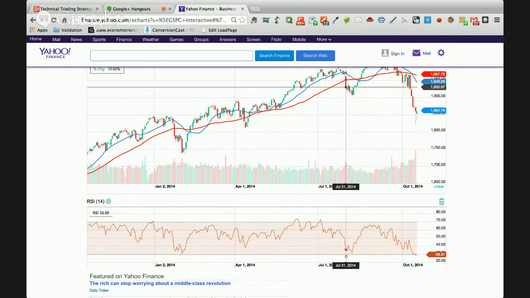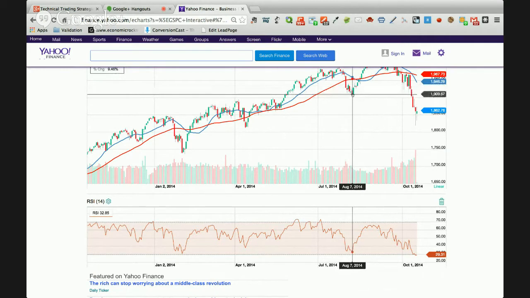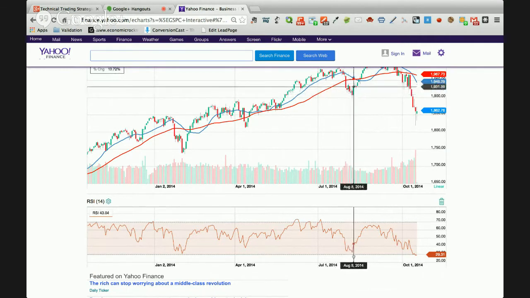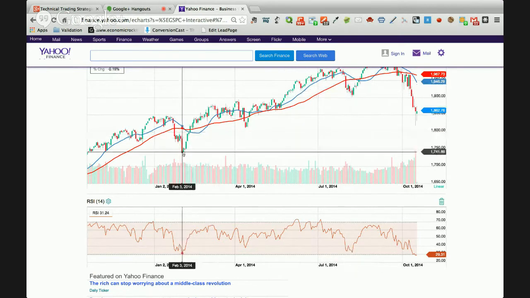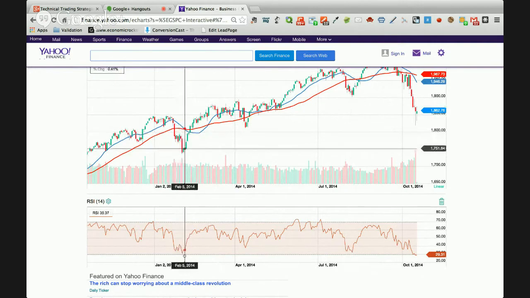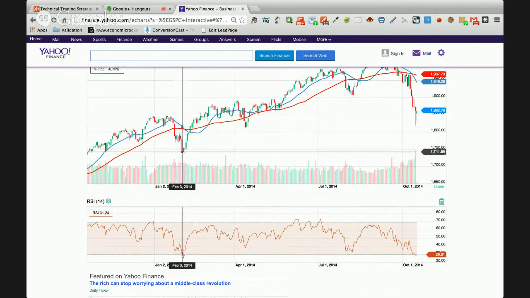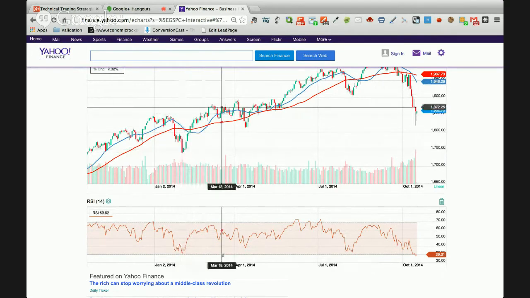Okay, so see, for example, here, this kind of coincides with a turning point in the price action in the S&P index. And we might see another indicator here, especially when there's a steep sell-off. We'll see that the relative strength index has indicated an oversold position.